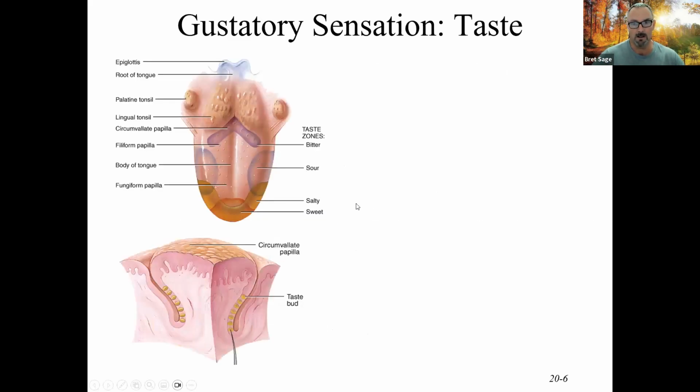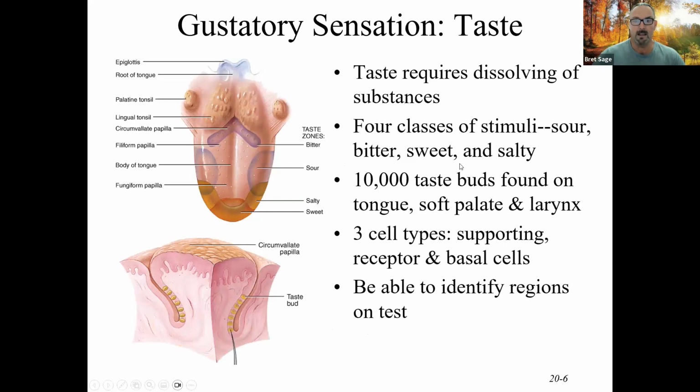Okay, gustatory sensation, taste. Taste requires dissolving of substances. So the idea is if you're going to taste something, it's got to be on a moist surface. Even if you dry your tongue out as best you can, putting anything on there is still going to dissolve in the moisture on your tongue. If you were able to completely dry your tongue off and then put something on the surface, you would not be able to taste it. Normally, we mix saliva with anything that we're eating so that those taste molecules can go in there.